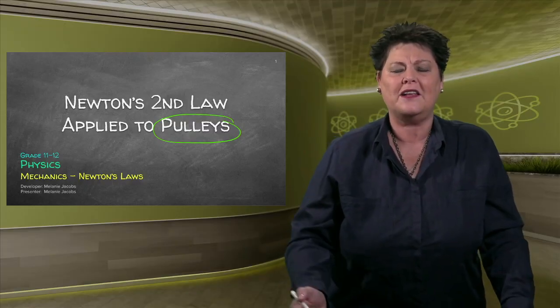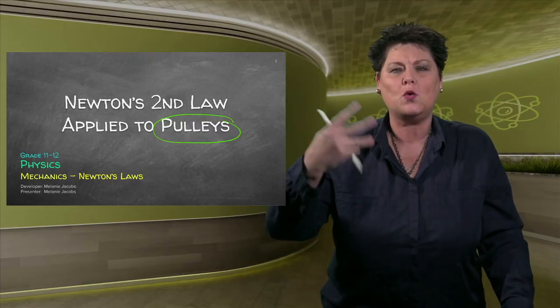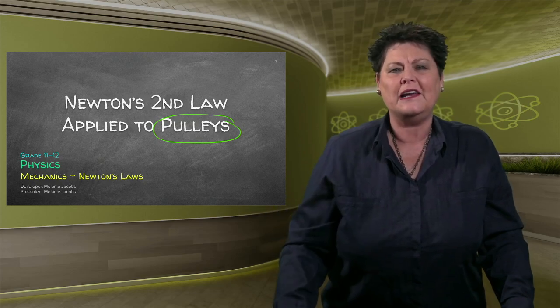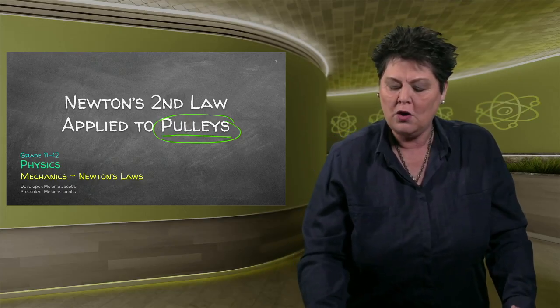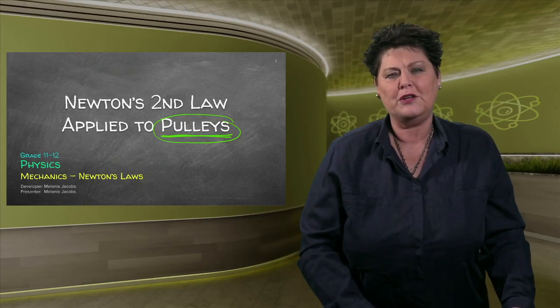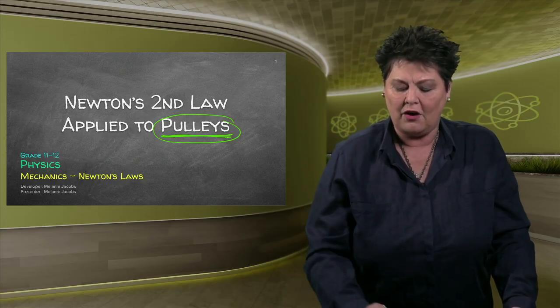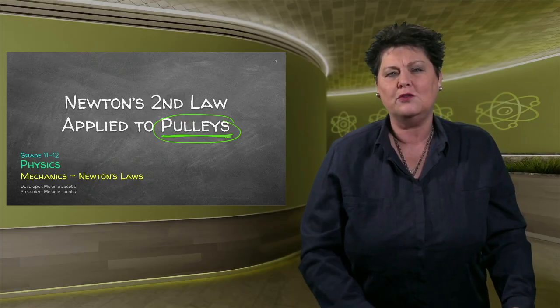We use pulleys in cranes. We use pulleys when a garage door is going up and down in an electric garage door. So be very careful that you know where the applications of pulleys are, and then from there on, you go and apply that in Newton's second law.